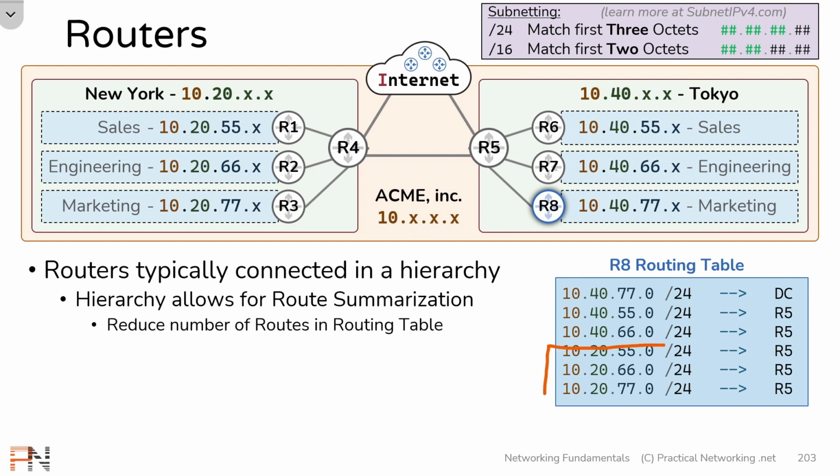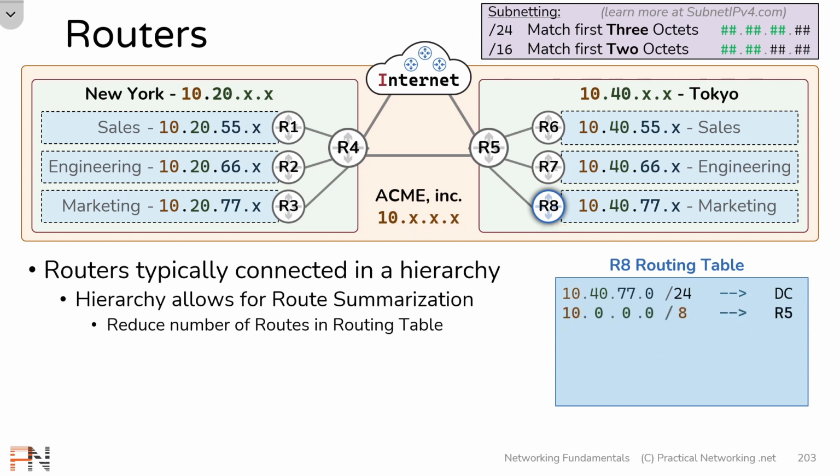Just like before, we could summarize these 3 /24 routes as a single /16 route, telling router 8 that to get to anything in the 10.20 network, send it to router 5. But take a look at where router 8 is in this particular topology. Notice that whether router 8 is speaking to New York or router 8 is speaking to something else in Tokyo, either way, the next hop in the path is going to be router 5. Which means we can actually go a step further than this /16 route. We can simply tell router 8 to send anything that starts with 10.whatever to router 5.